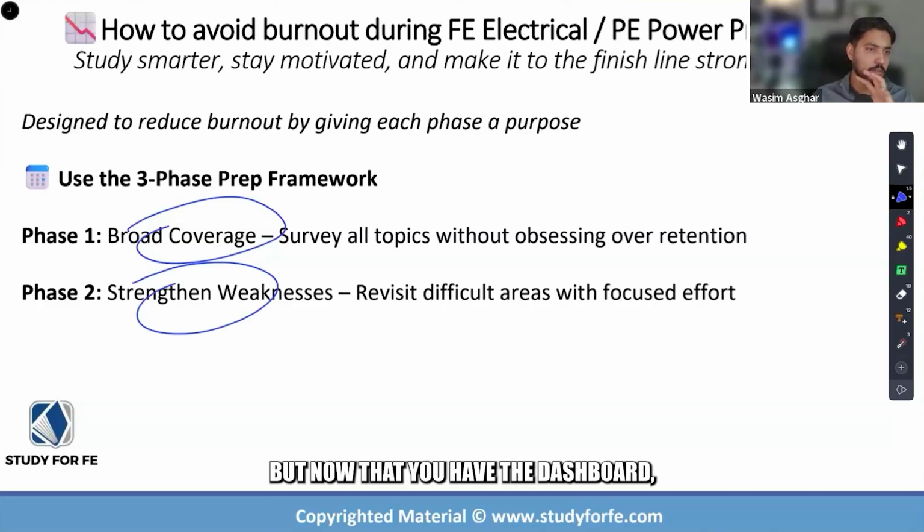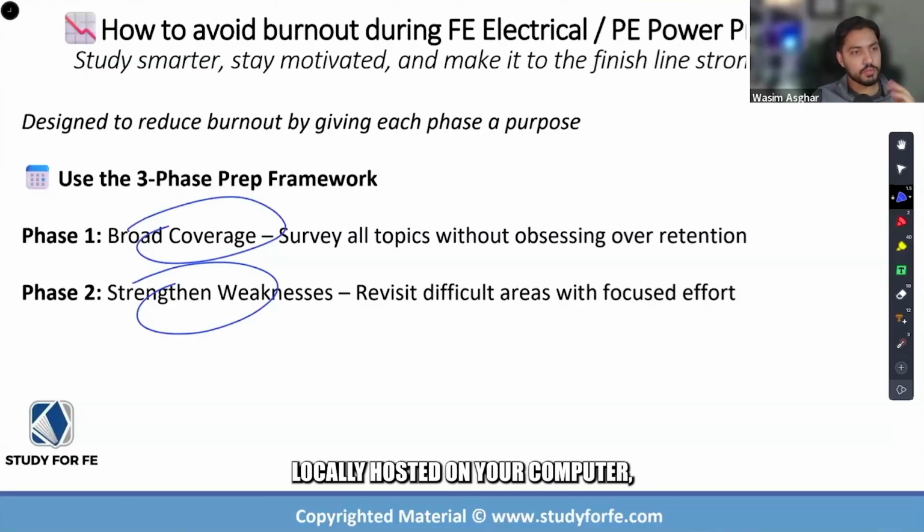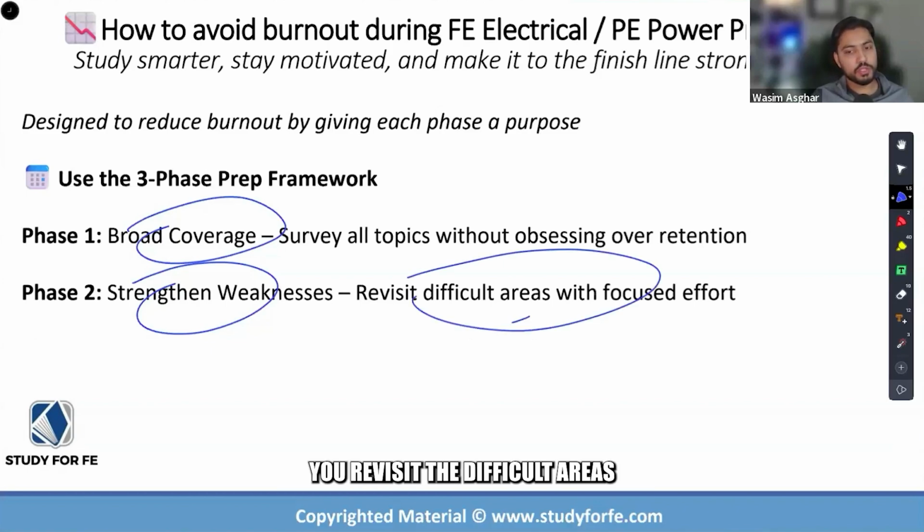But now that you have that dashboard, a personalized qualitative assessment of your strengths and weaknesses locally hosted on your computer, which you had been updating on a weekly basis, then you have a very clear vision of what your strengths and weaknesses are. And during your round two of review, you revisit the difficult areas with focused effort.